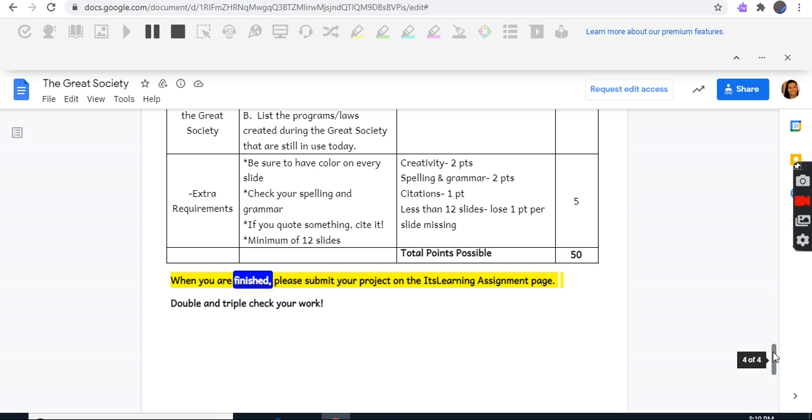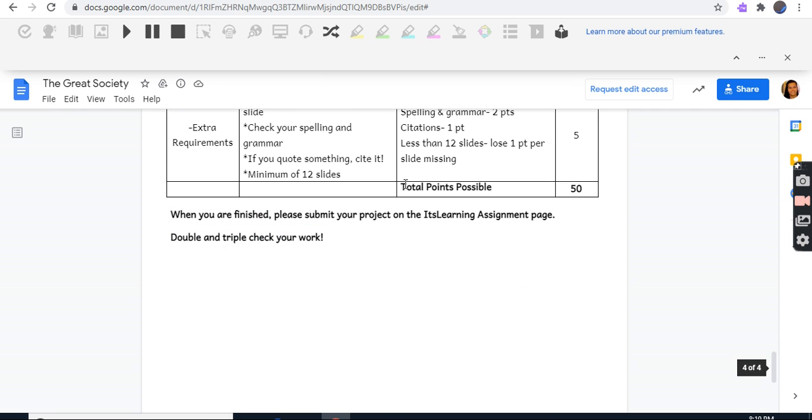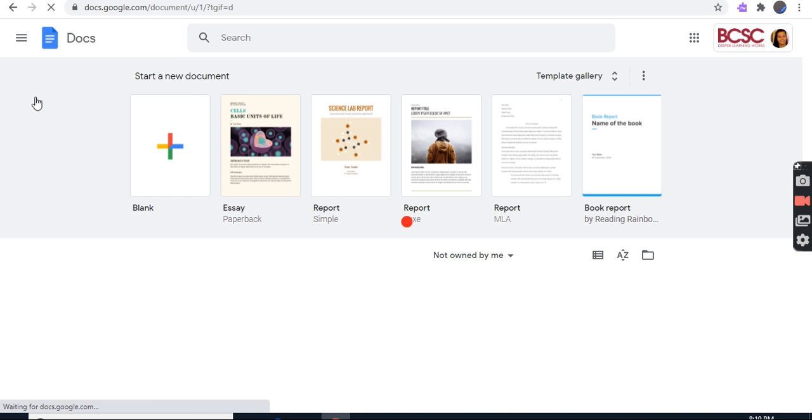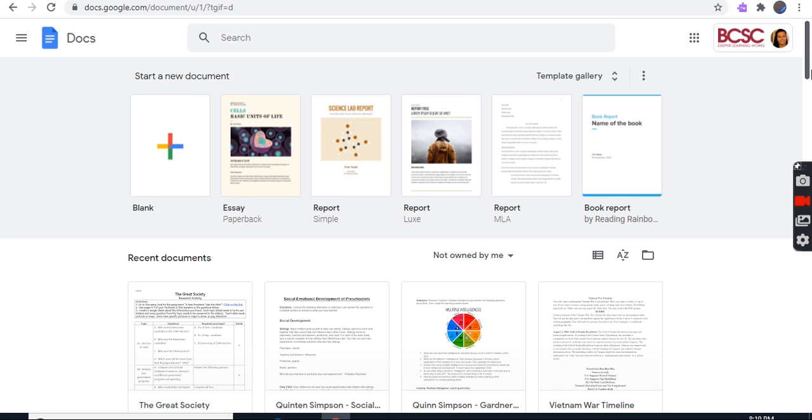When you are finished, please submit your project on the It's Learning assignment page. Double and triple check your work. So yeah, that's what you need to do for U.S. history class if you're in my class and you need to focus more often.